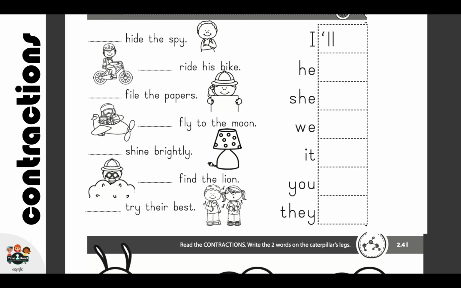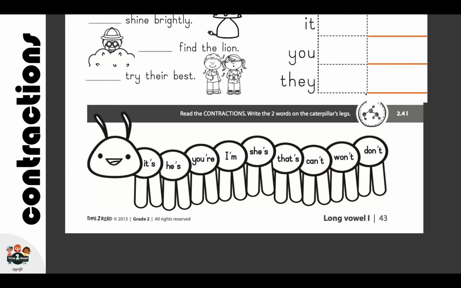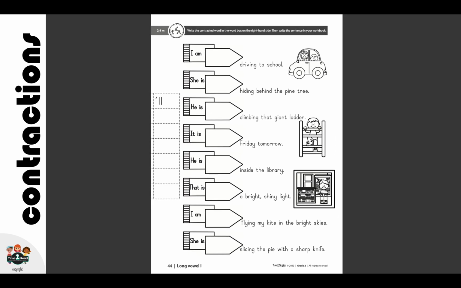Complete the contractions. Match them to the correct sentence and copy the sentence in your workbook. At the bottom, read the contractions and write the correct two words onto the caterpillar's legs. Please also do page 44 in your workbook.